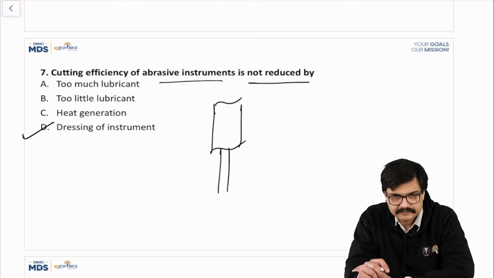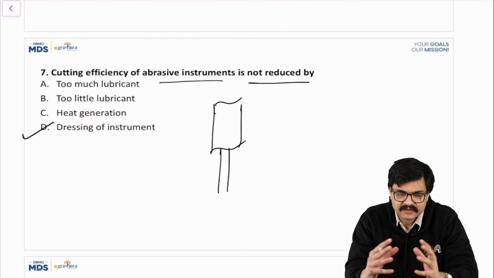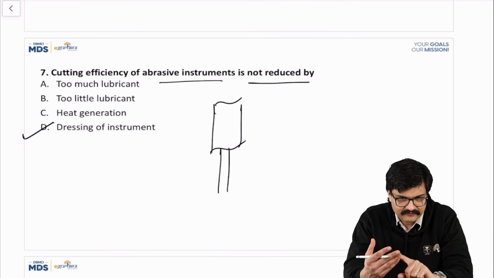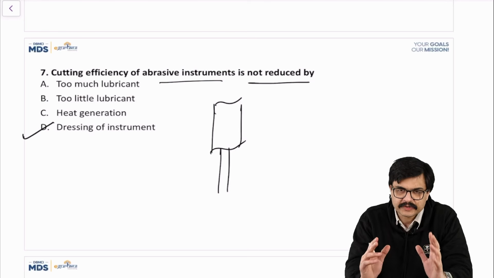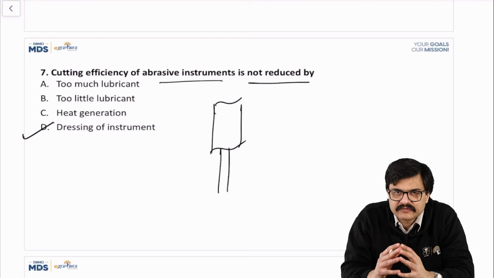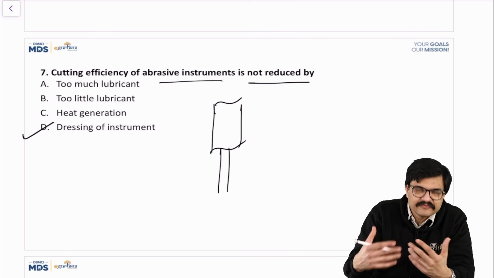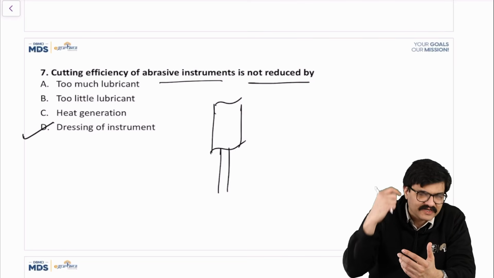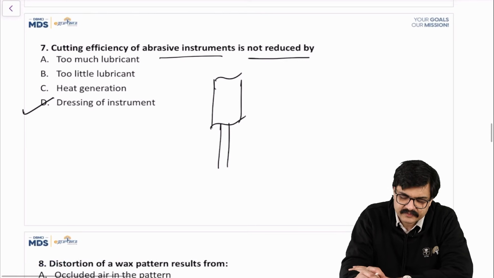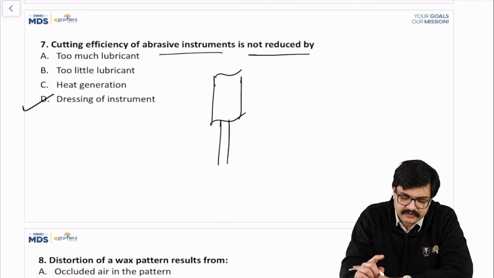This is a brand new applied question that I made simply inspired by the fact that you had a very tough new question regarding truing and dressing that came in NEET 2025. So I just want you to be very clear with this. So I created this kind of a new question so that you're able to revise this confusing topic of truing, dressing, and blinding repeatedly. So cutting efficiency of abrasive instruments is not reduced by dressing of the instrument.